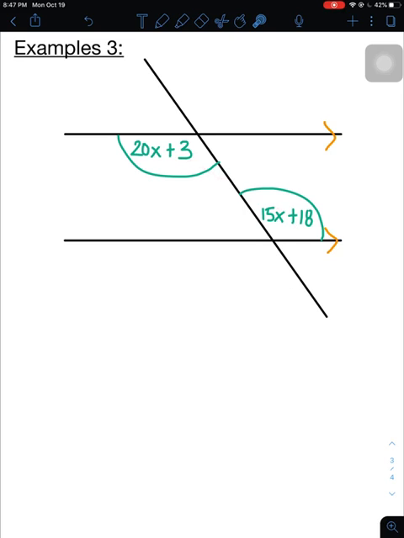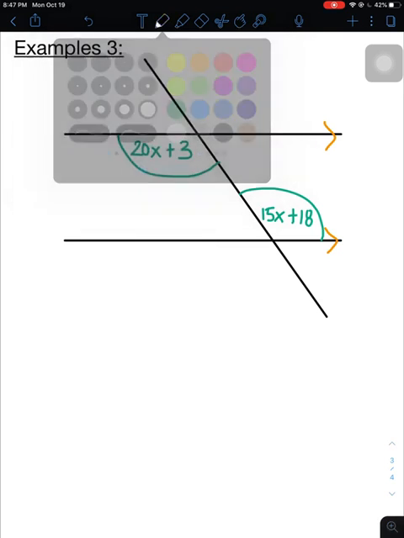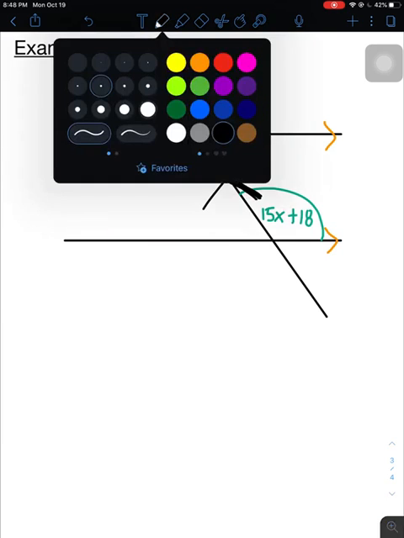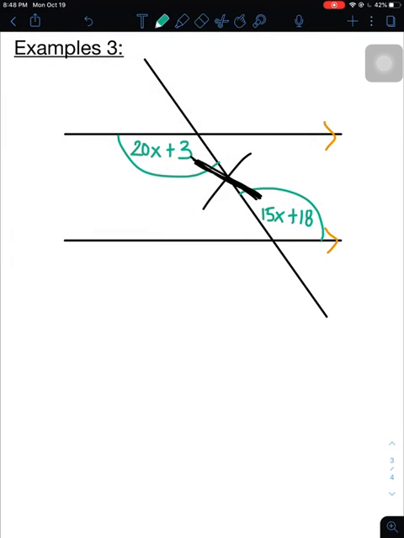So example 3. First, I want to confirm if these are alternate interior angles. So I have my two parallel lines, and the two angles that I'm given information on are in between those two lines, right? So that means they're interior for sure. Now, are they across from each other? Let me do a little X. Yeah, right? If I make an X, they connect. So that means they're alternate interiors. Since they're alternate interior angles and the two lines here are parallel, that means that they're congruent.